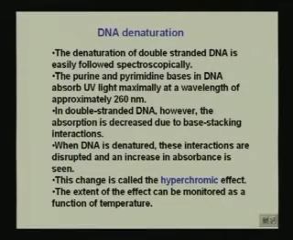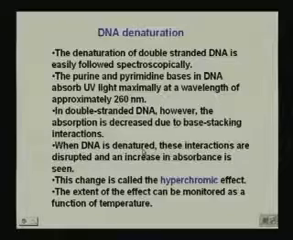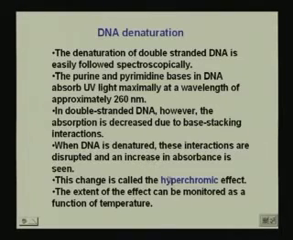Now, we can follow the denaturation of dsDNA by spectroscopy. The bases have a maximal absorption at 260 nanometers, not 280 like proteins. In double stranded DNA, the absorption is decreased due to the base stacking interactions, because you cannot see as much as you would see when they are single stranded. When DNA is denatured, these interactions are disrupted and you see an increase. This is called the hyperchromic effect. Why? Because it is more.